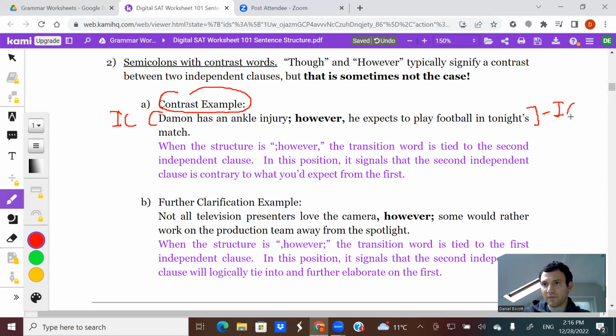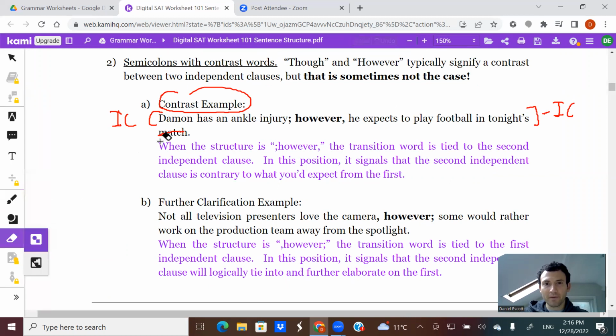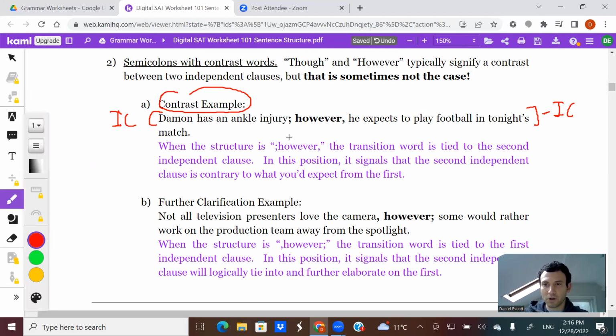Here's the thing, though. The thing is, I really should say game. Well, it depends if I mean American football or UK football. I guess UK football, so match. Anyway, we've got two independent clauses here. We are not using one of our fanboys. We're using a conjunctive adverb. So we need a semicolon.